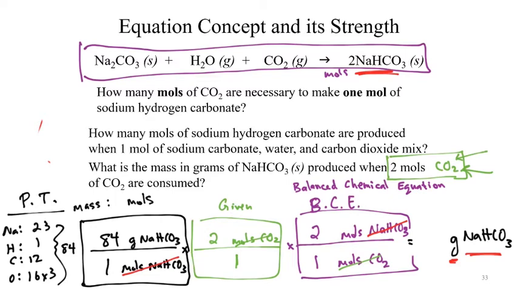My units all now align and cancel out. All I have to do is enter this into the calculator, and my calculator spits out that I should end with 336 grams of sodium hydrogen carbonate if 2 moles of CO2 were consumed. Ta-da! This is the beauty of our process.